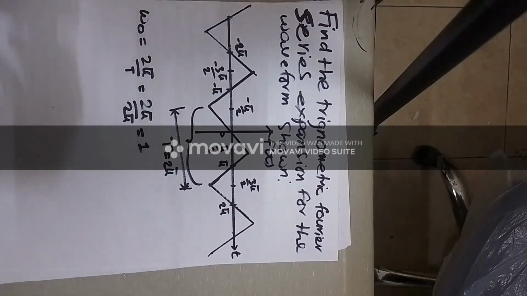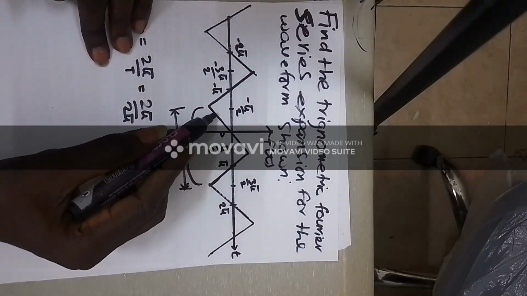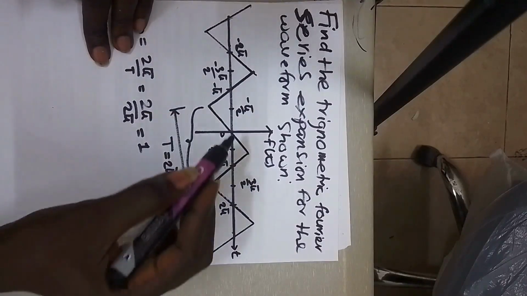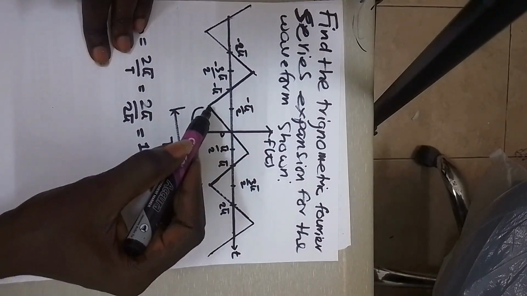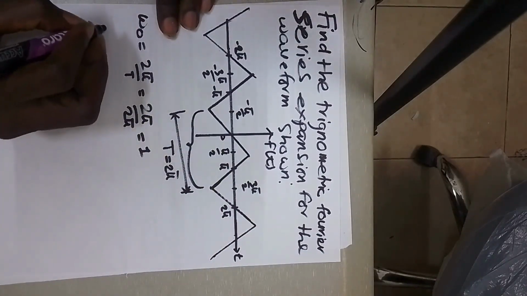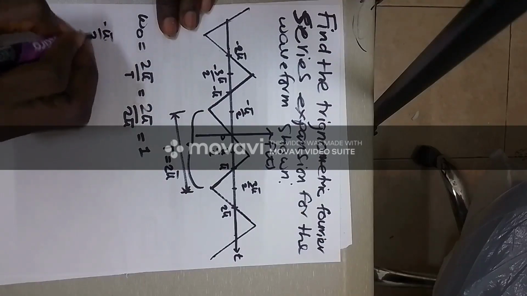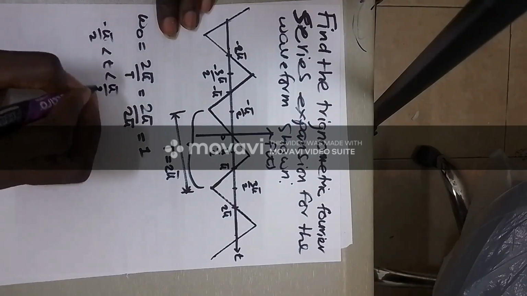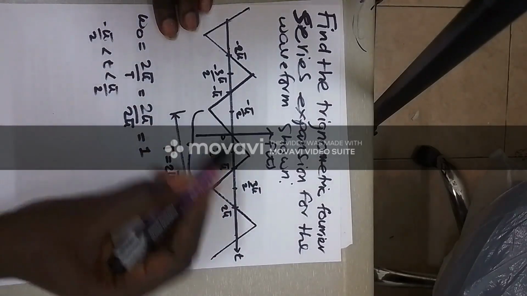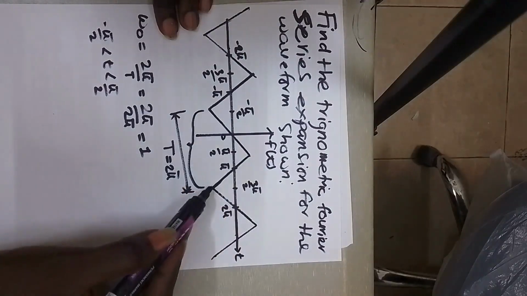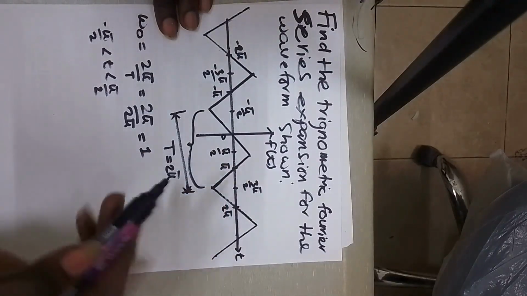We must find the equations of the lines that form our wave. Here I took from here to here to be my period. So I must find the equation for the line from here to here, that is, for minus pi on 2 less than t less than pi on 2. And then I also find the equation from here to here, because this is where I took my period.